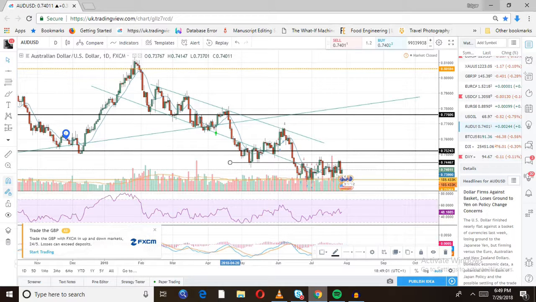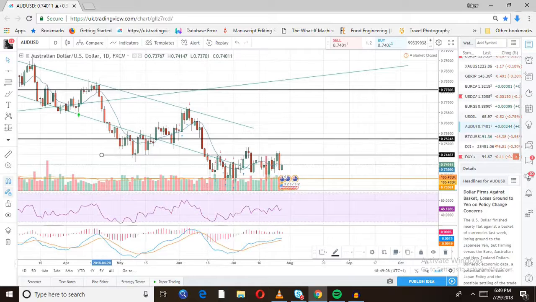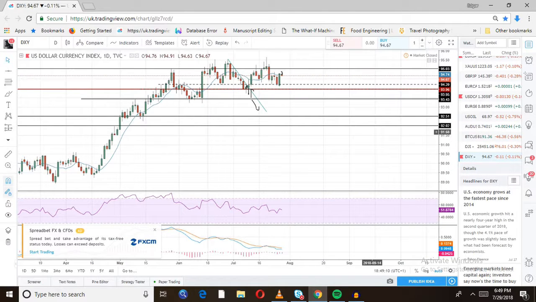First and foremost, we're looking at the US dollar index. It's quite important to look at this currency index just to have a reflection on the bias on how the market is going to perform in the coming week.